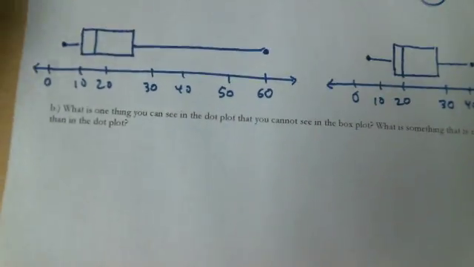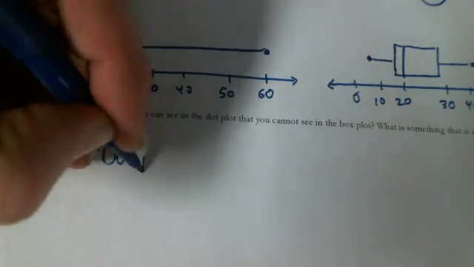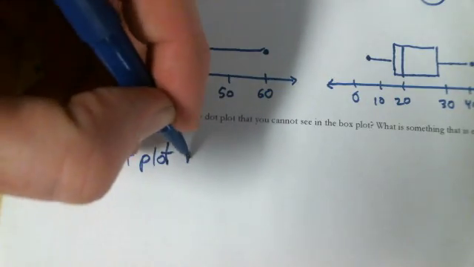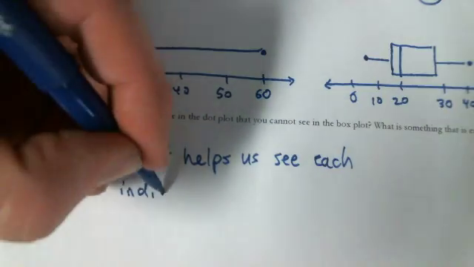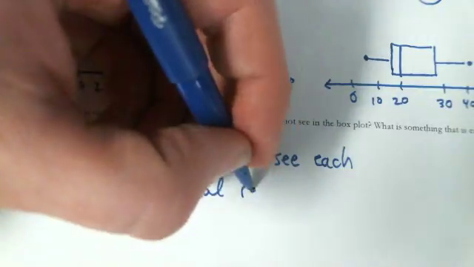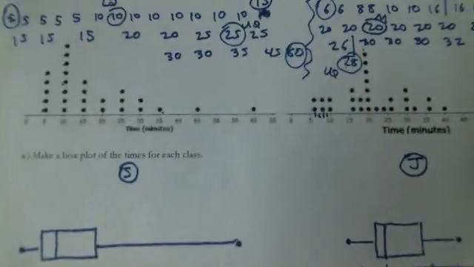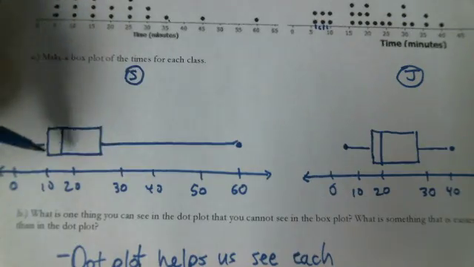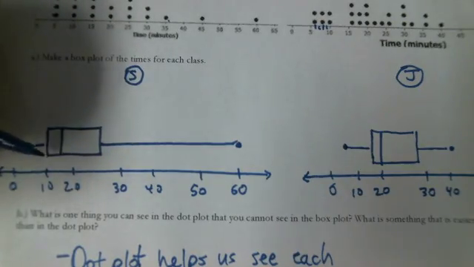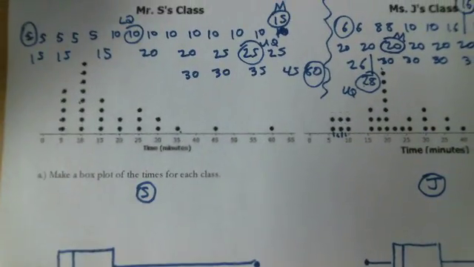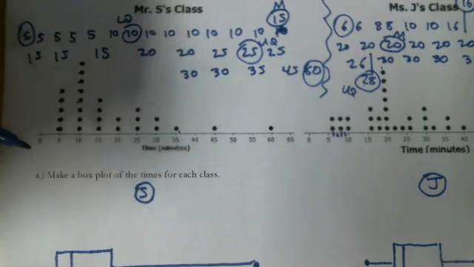And we know the number of values. So the dot plot helps us see each individual response. So for example, if I look at this box plot, I don't know how many students said 10 minutes for their trip to school. I know 50% of the data is within 10 and 25, but I don't know exactly how many. So here though, you can see exactly what's there.